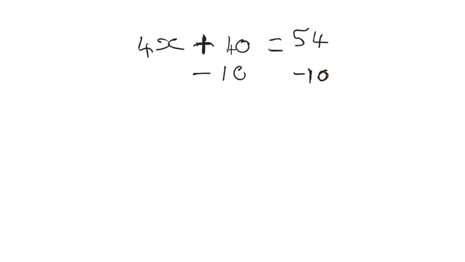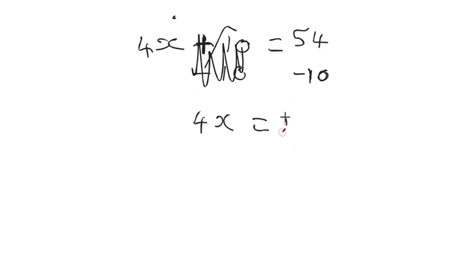So 4x plus 10 equals 54. Take away 10 from both sides. They cancel out, which leaves us with 4x. That's the only other thing there. And on the other side, we've got 54 take away 10. 44. 54 take away 10 is 44. So if 4x plus 10 is 54, that means that 4x is 44, because we took away 10 from both sides.